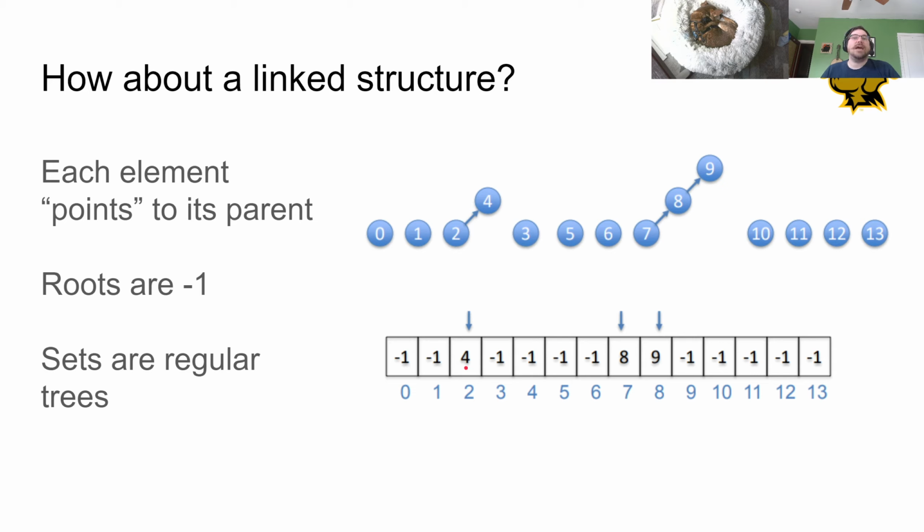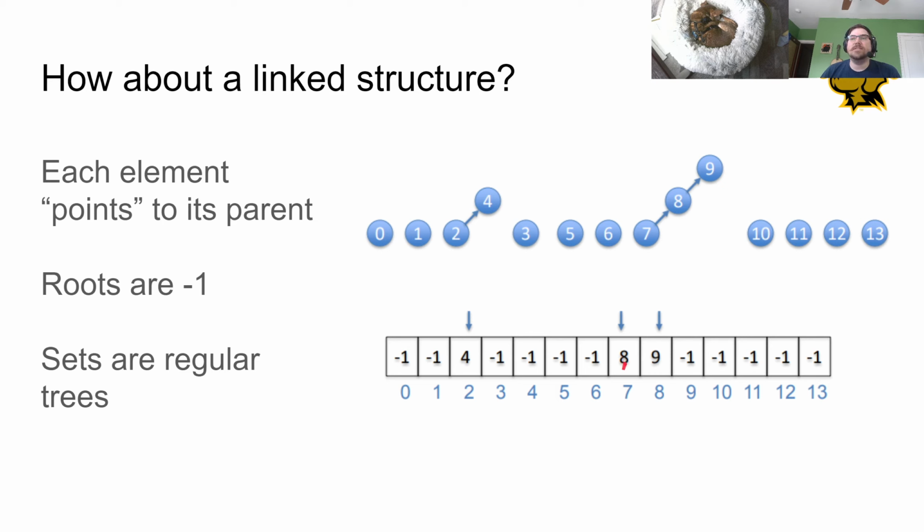Or rather, it will say, I'm on whatever team 4 is on. And then we ask 4, what team are you on? 4 looks and says, oh, I'm -1. I'm on team 4. Therefore, we can find out that 2 is on team 4. Some of you are like, oh, this sounds recursive because I just make a recursive call to ask what team my parent is on, and that would be correct.